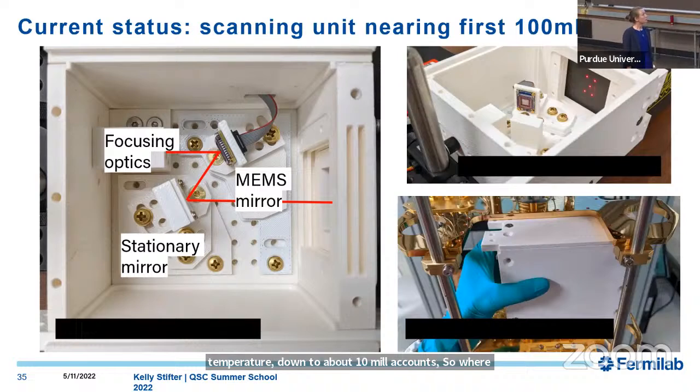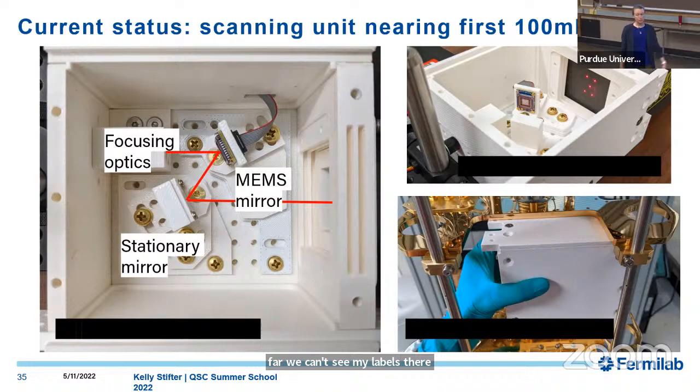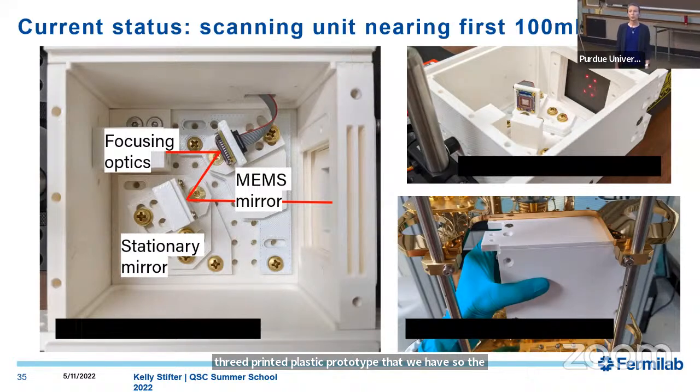So where have we come so far? You can't see my labels there, but the pictures I've been showing you are of this 3D printed plastic prototype that we have. We've put the design together, we know that it works, and we're waiting on the full copper version that is going to go into the fridge, which should be delivered on Monday.